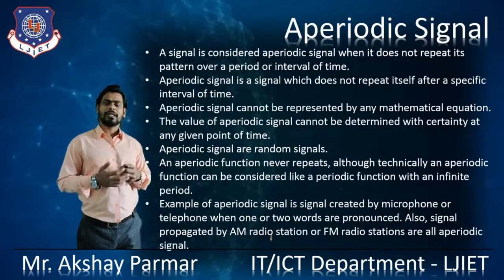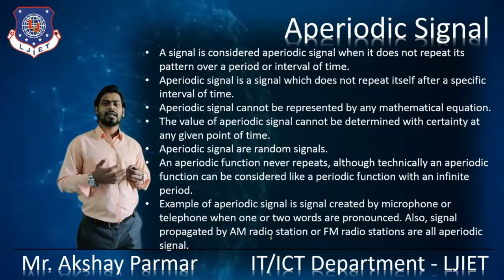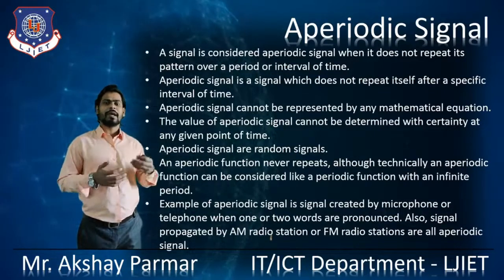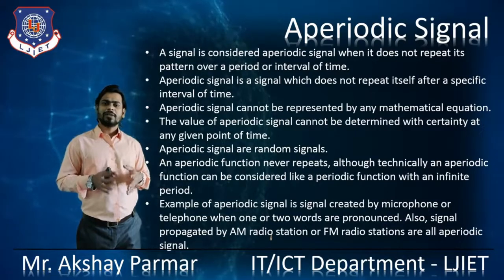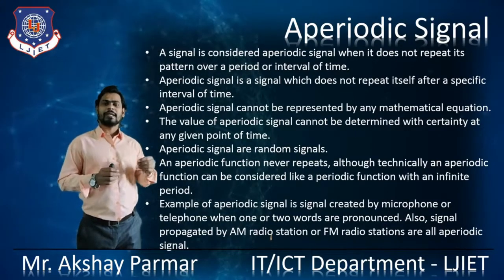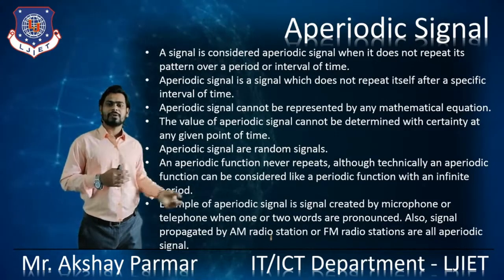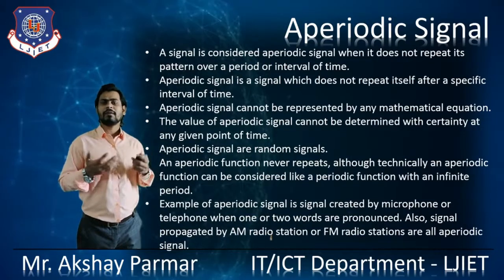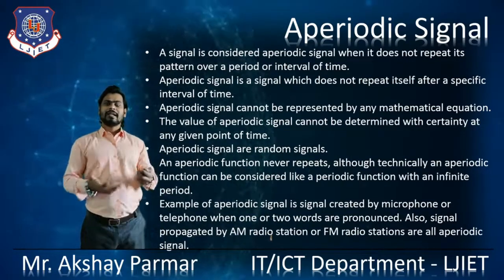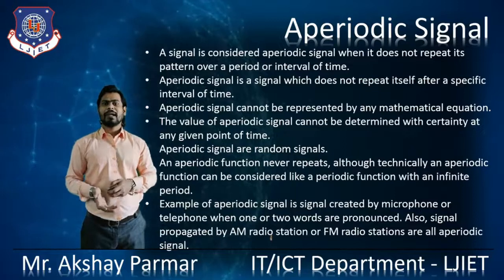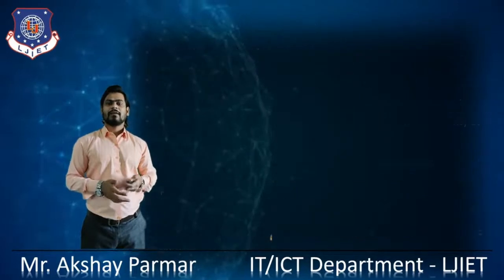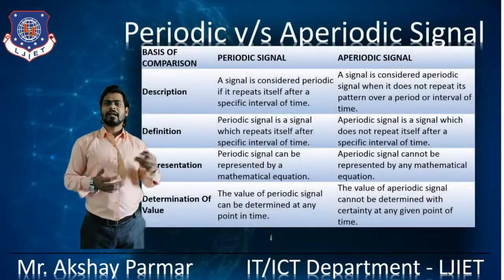An example of an aperiodic signal is the signal when we are capturing voice through a microphone or telephone. Also, signals that propagate from an AM radio station or FM radio station are aperiodic signals, right? Let's see the comparison between periodic and aperiodic signals, right? For the basic comparison, we have made a table.